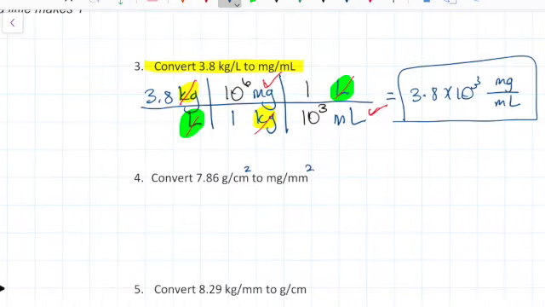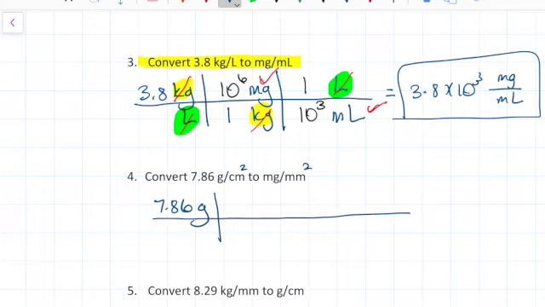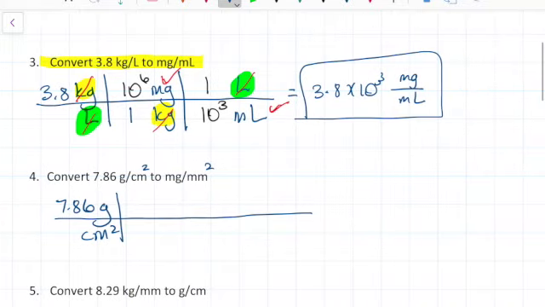Now what if I had something with a squared in it? Centimeters squared to millimeters squared. So we're talking about an area now. This can happen with area, this can happen with volume, and then things get kind of confusing. So I'm going to show you how to deal with this. So once again, we're going to put down our given. That's grams per centimeter squared. And now we're going to milligrams per millimeter squared.